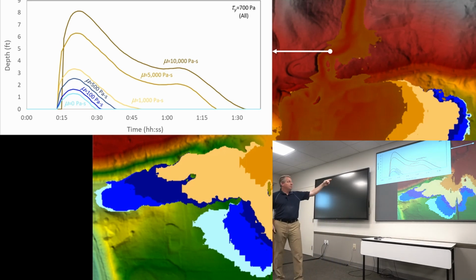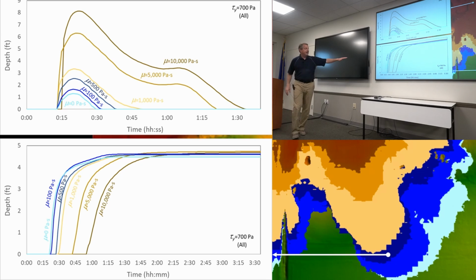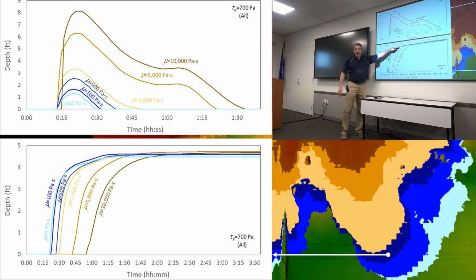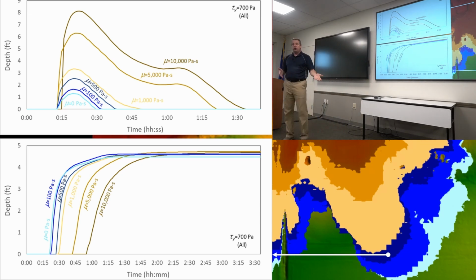The mapping looks the same, but with the higher viscosity materials, we're looking at a difference between like 3 feet and 8 feet in depth. So if you have one of these nice homes up in the valley, that could be a huge difference. But down in the plain, the terminal depth is pretty similar. It's just different in how long it takes to get there, on the order of 30 minutes to an hour.